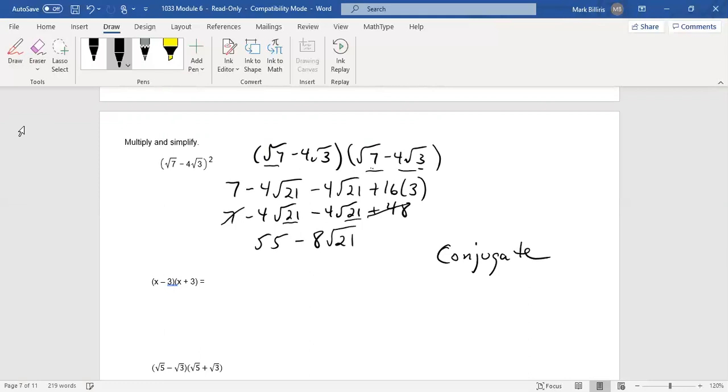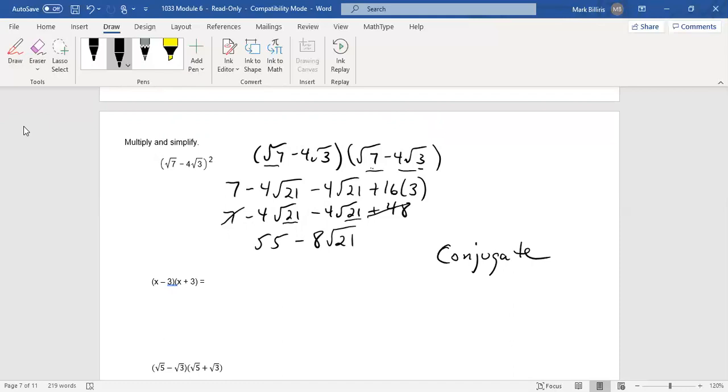We're going to use this to rationalize radical expressions in a second. But let's look at a pattern. So what is a conjugate? When I look at these factors, x minus 3 and x plus 3, notice they're exactly the same with the exception of one's a subtraction problem, the other's an addition problem. These are conjugates of one another.